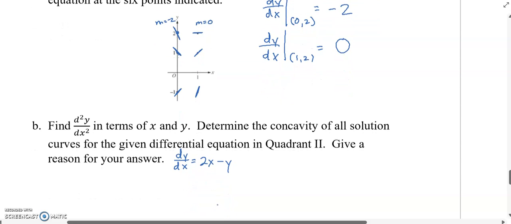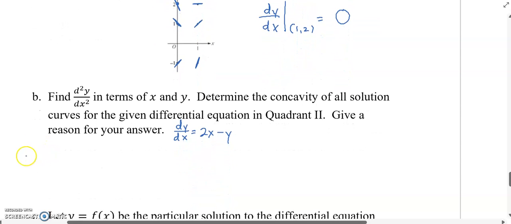Now we know from past experience that d squared y dx squared is the same thing as taking the derivative with respect to x of dy dx. That's what the second derivative is, right? You take the derivative of the first derivative. So we take the derivative of y with respect to x, and then we take the derivative of that with respect to x. So we're going to take the derivative with respect to x of 2x minus y.